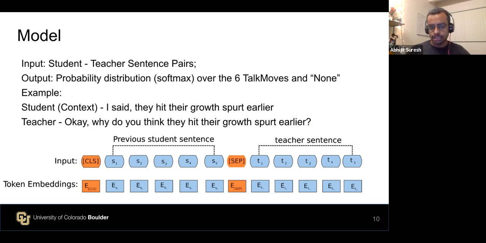In the figure below, you can see that the previous student sentence and the teacher sentence tokens are organized into one single vector with 2 specific tokens. One is the separator token, referred to as SEP, which separates the 2 different sentences. And the first is the CLS, which represents classification. So basically, you're telling the transformer architecture that this is a sequence classification problem. So this is the input and the output that we provide to the model for the TalkMoves classification model.